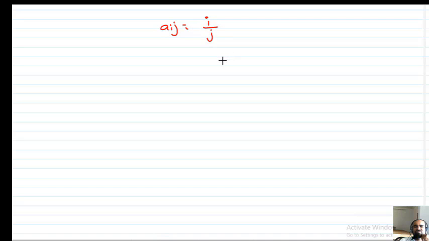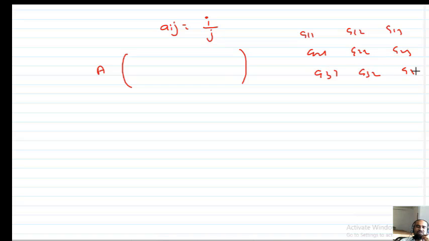Indirectly, what is given? Aij equal to i by j. Okay. Next, I want to find matrix A. What is A11, A12, A13, A21, A22, A23, A31, A32, A33? 1 by 1, 1. 1 by 2, 1 by 3. 2 by 1, 2. 2 by 2, 1, 2 by 3. 3 by 1, 3. 3 by 2. 1. This is the matrix A.